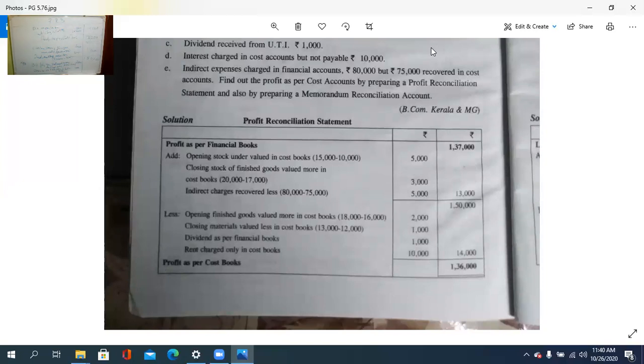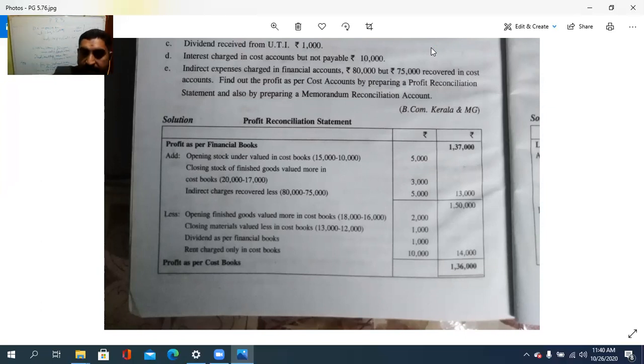So whichever items we added when we took cost books, we are deducting them when we take financial books. And whichever items we deducted, when we are taking the costing as per the financial books, to get the profit as per the cost book, those items here should be added. So that is all you need to remember. Okay, clear?